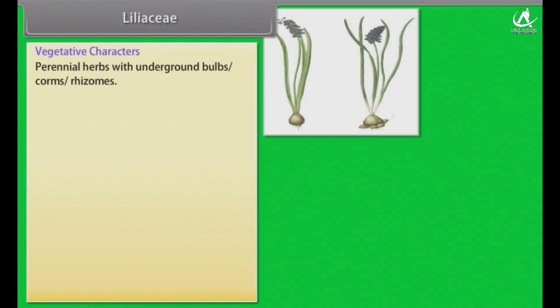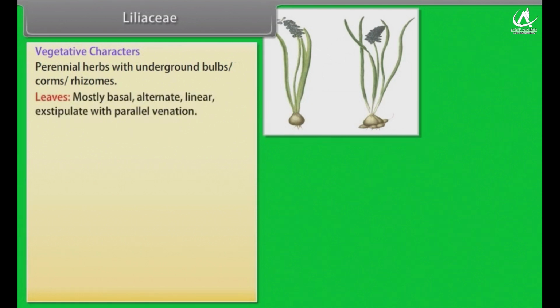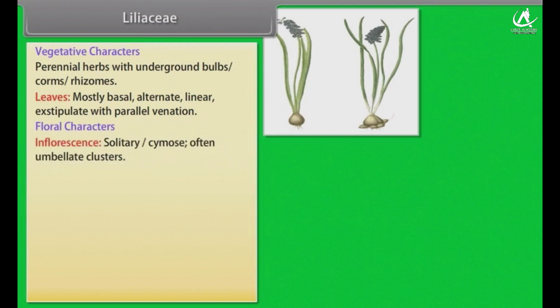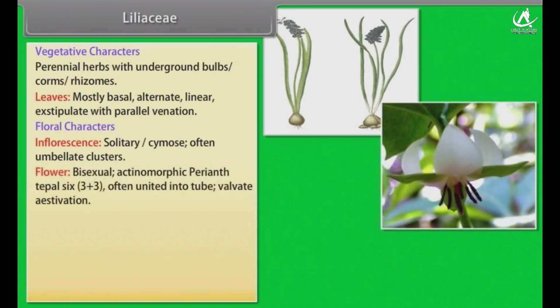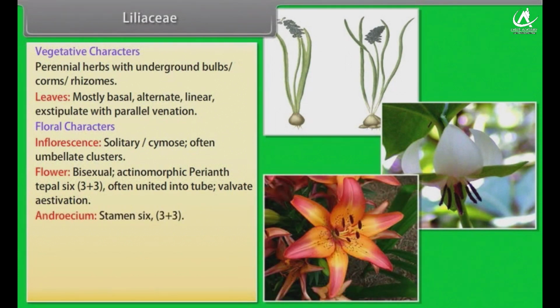Vegetative characters: perennial herbs with underground bulbs, corms, rhizomes, leaves mostly basal, alternate, linear, exstipulate with parallel venation. Floral characters: inflorescence solitary, cymose, often umbellate clusters. Flower bisexual, actinomorphic. Perianth tepals 6 (3+3), often united into a tube, valvate aestivation. Androecium, stamens 6 (3+3).